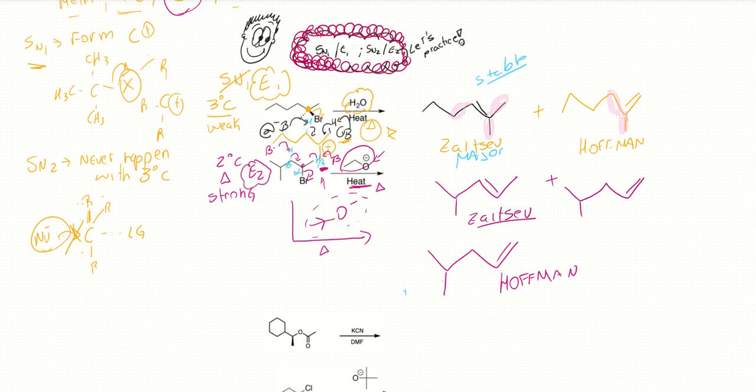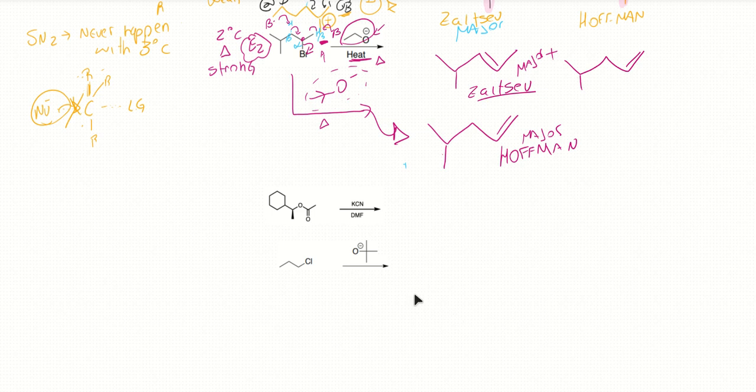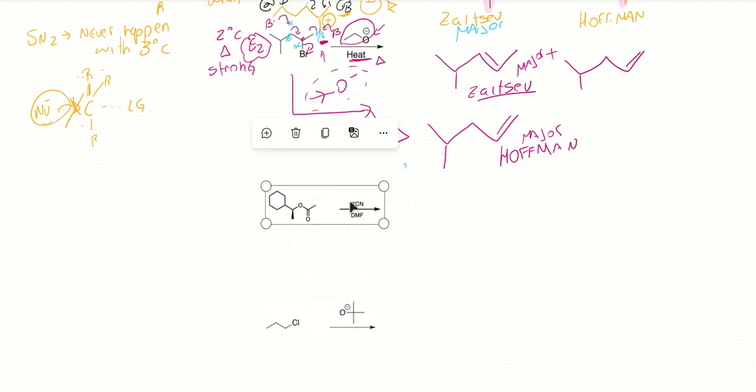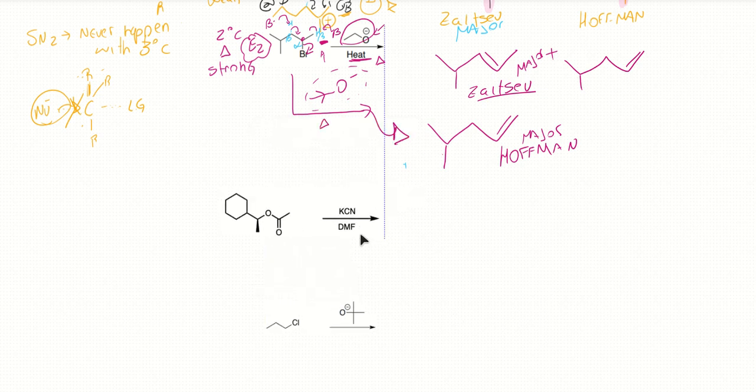As you could see in my video. So this will be the major here. If you have a small base, Zaitsev will be the major. So pay attention to that, okay? So let's go to those two over here. So small here. So what do we have here?